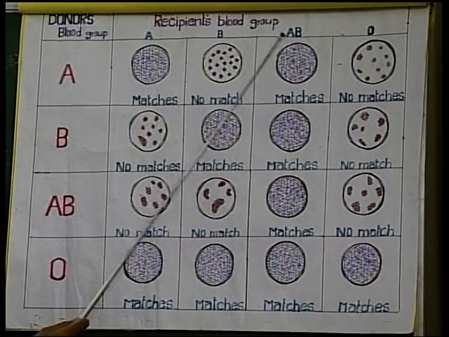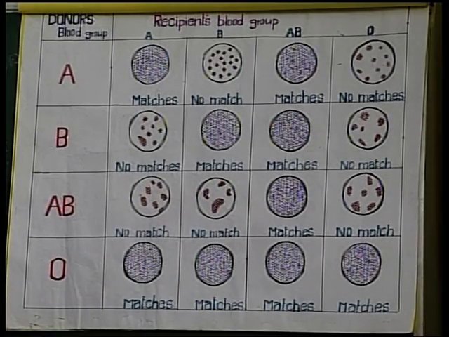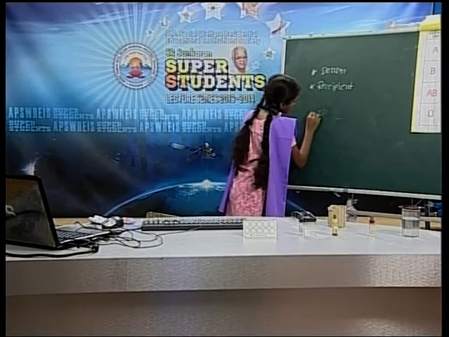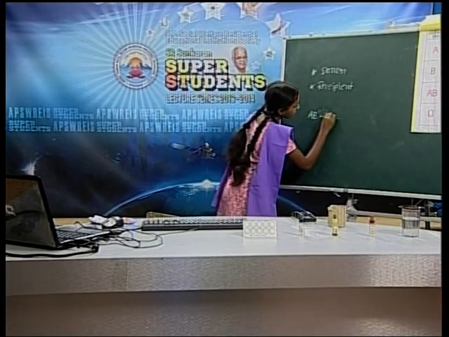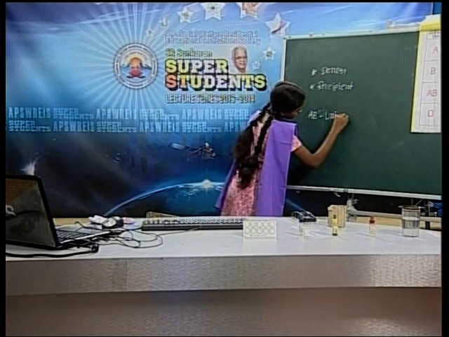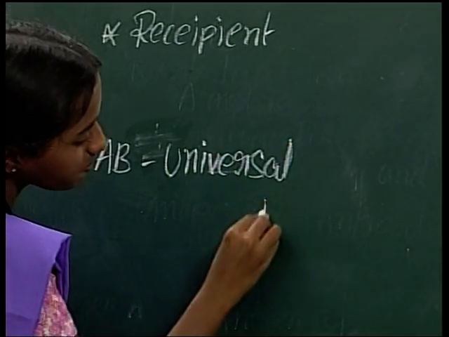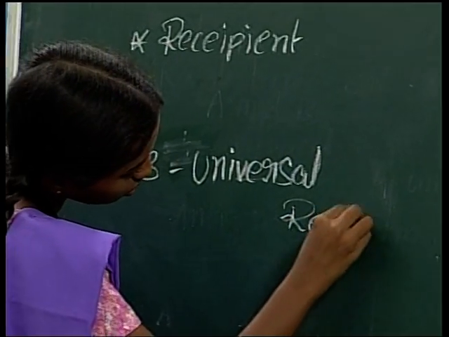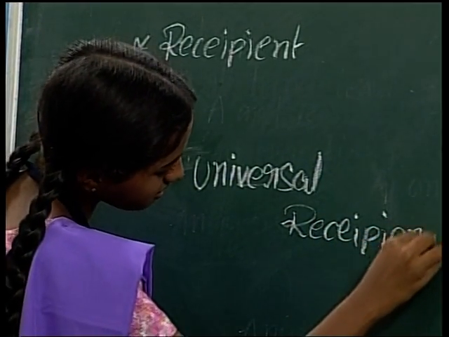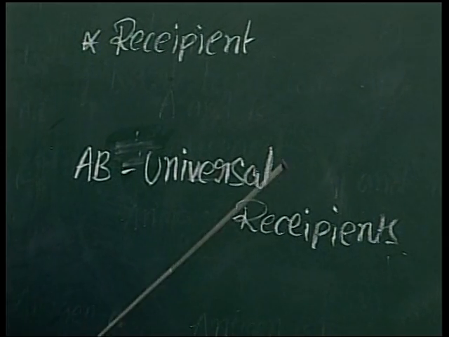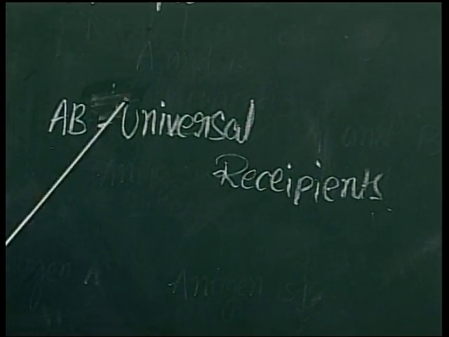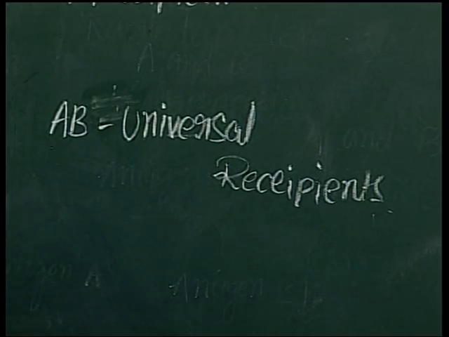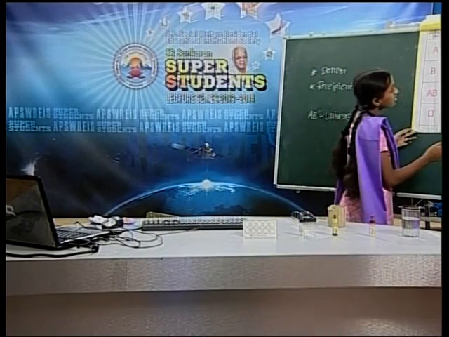That's why the persons with this AB blood group are called universal recipients. Universal recipients, because they can receive blood from any other person in the world. That's why what do we call them, friends? Universal recipients. Okay, come to here.